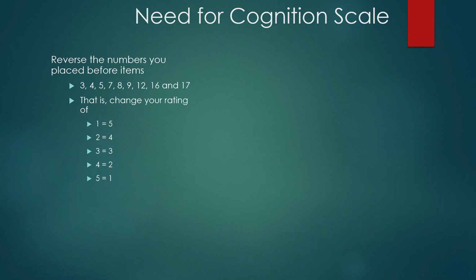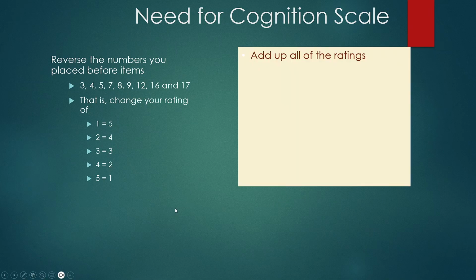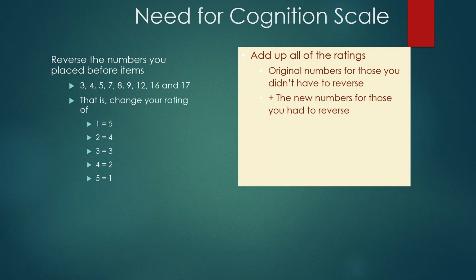And so, in order to make this a scale that measures your need, we need all the questions to have been phrased as if the need is the goal. So, you're going to add up all of your ratings, and you'll use the original numbers for any item that you didn't have to reverse. You're going to use the new numbers that you just changed them to on those items that you had to reverse. And you're going to end up with a score that ranges somewhere between 18 and 90. So if you have a number that's something outside of that, you've done something wrong in your math.